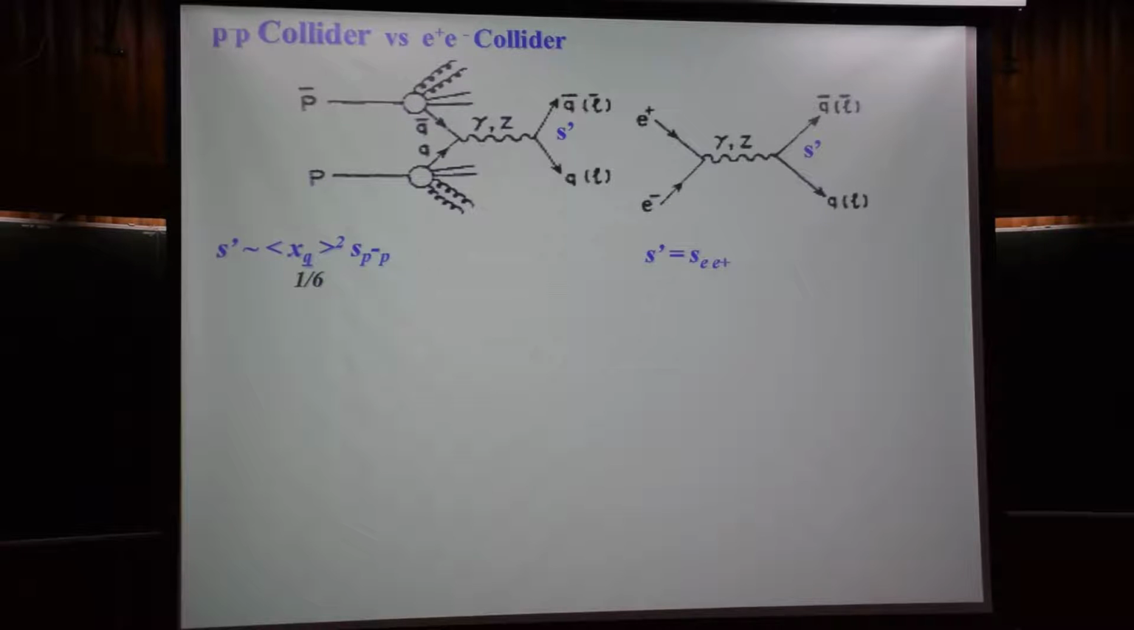positron collider, except that you have to pay a price in terms of the beam energy, because a quark carries on the average 1/6 of the proton energy momentum. You see, the proton energy momentum is shared half and half between the gluons and the quarks, and because there are 3 quarks, each one on the average carries 1/6 of the proton energy.